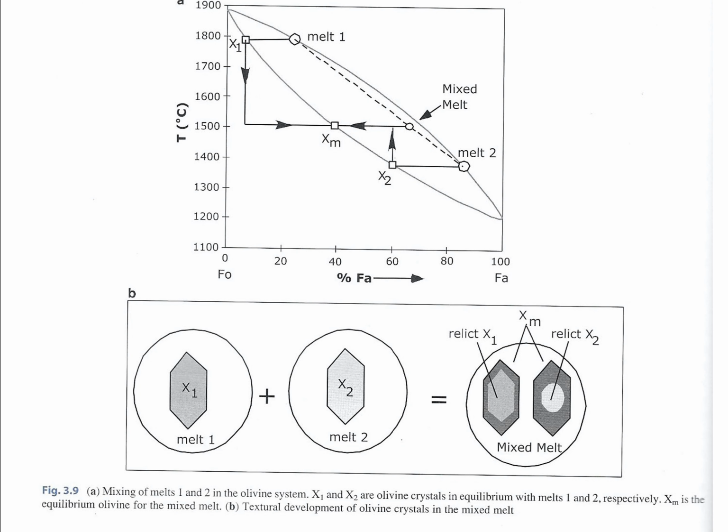So here, for example, we have another nice diagram. We have here A and B, and here in A, we have a mixing of melts number 1 and 2 in the olivine system. X1 and X2 are olivine crystals in equilibrium with melts 1 and 2.